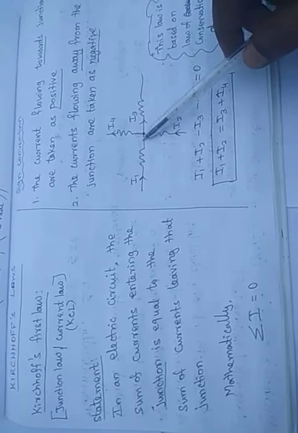This Kirchhoff first law is based on the law of conservation of charge. So very simply, Kirchhoff first law means the amount of current entering the junction is equal to the amount of current leaving, or in other words, the algebraic sum of the currents at the junction is equal to 0.